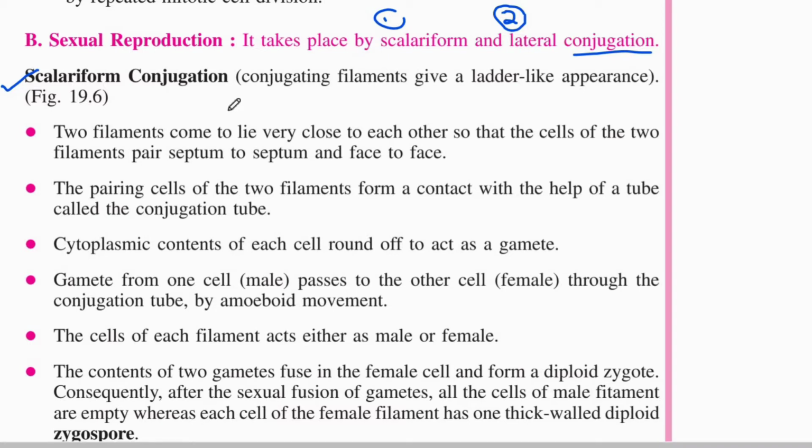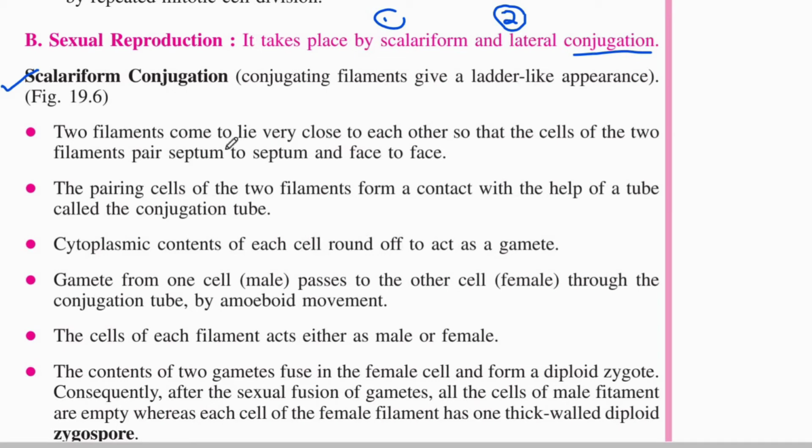Conjugation is like two different cells, one acting as a male parent, another as a female parent, and they come closer to each other. A bridge-like structure forms between the two cells, and through that the genetic material, the DNA, is exchanged between the cells, and they combine and form a new organism. This is known as conjugation. When the conjugating filaments come close to each other, they produce a ladder-like appearance, known as scalariform conjugation. So we'll see that in detail.